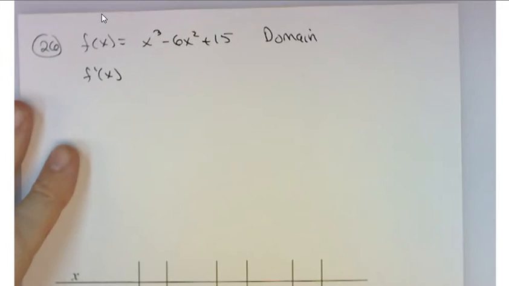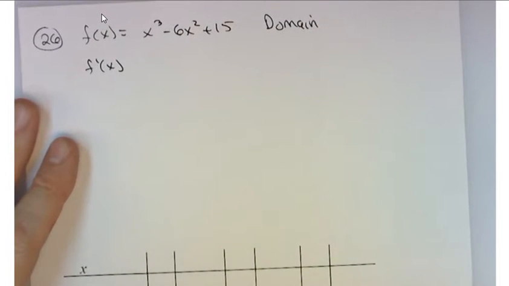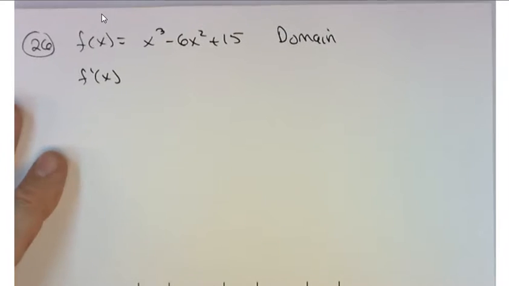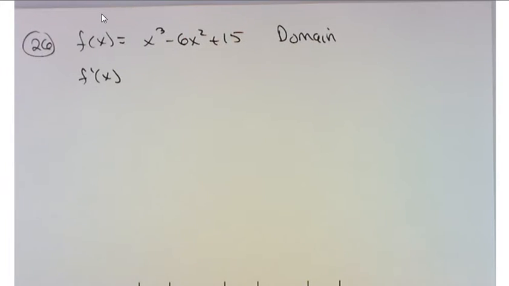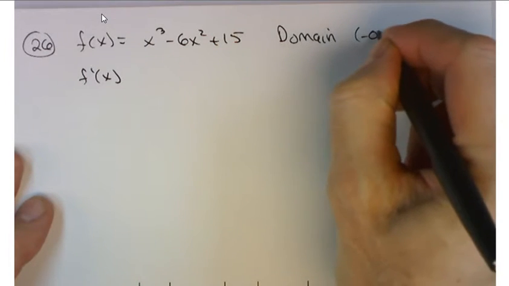That's 28. Let's try 26. Okay. Now in all of these things, you have to consider what the domain of your function is. Now in the case of a nice polynomial function, the domain is everything. So negative infinity to infinity.